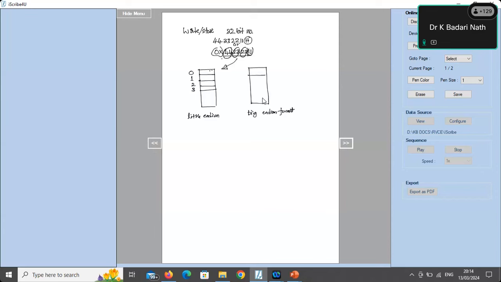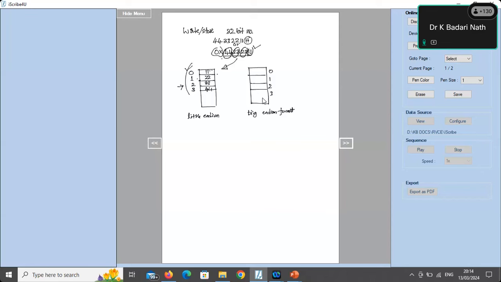Now I take 4 locations here, and here also 4 locations: 0, 1, 2, 3. In the little endian format, look at the least significant byte first. Which is the least significant byte? This one. Look at the lowest address. Which is the lowest address? 0. Copy this here: 11 will be stored here. Next least significant is 22, which I have to store at the next address. Then 33 and then 44. This is how it will be stored in memory in the case of Intel processors.